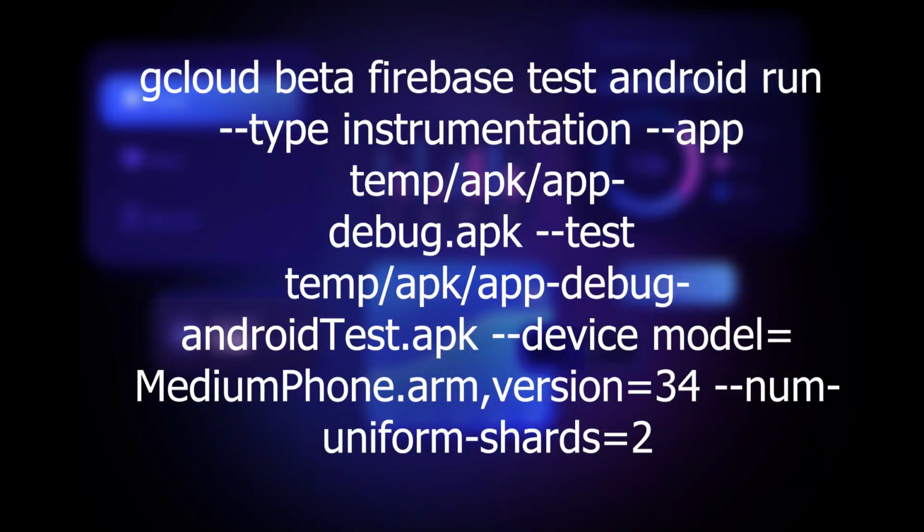The basic Firebase terminal command is quite complex. In addition to the path to APKs, you need to specify the type of test and set the target device. In the basic command, sharding is not supported by default, so you need to use gcloud beta param and set the number of shards manually.